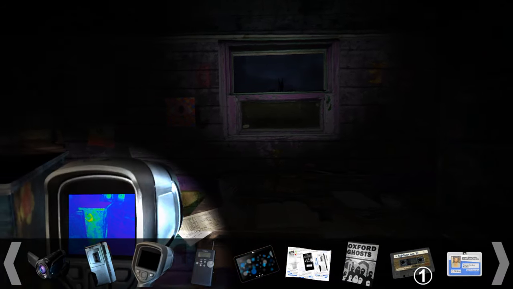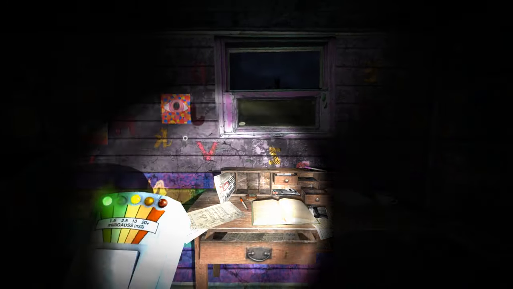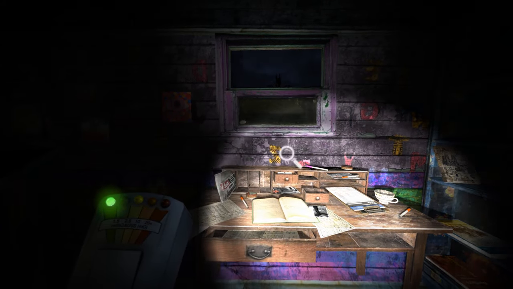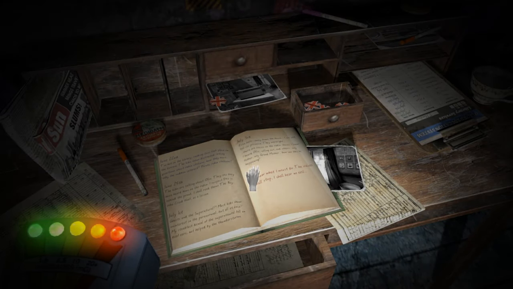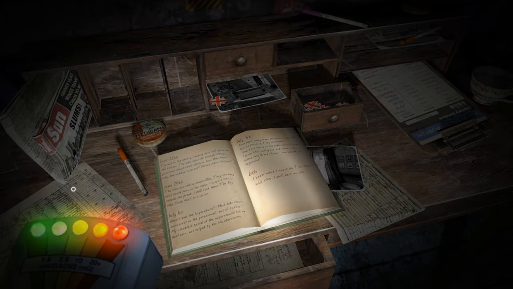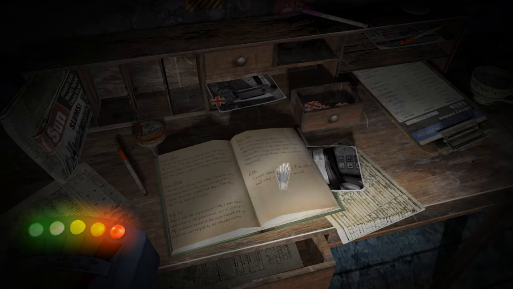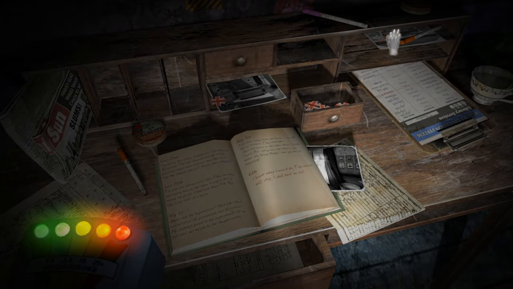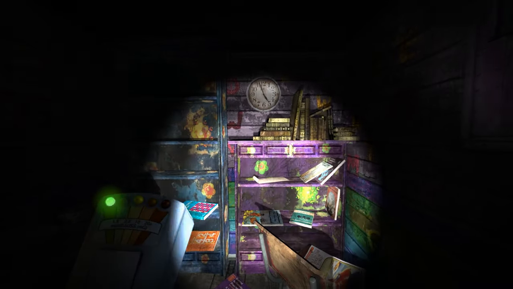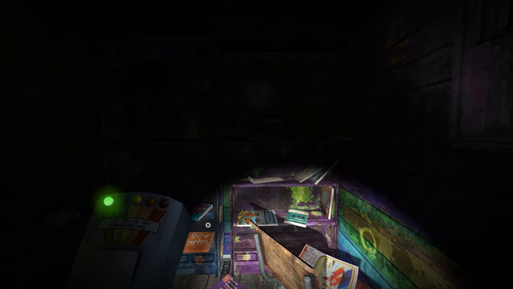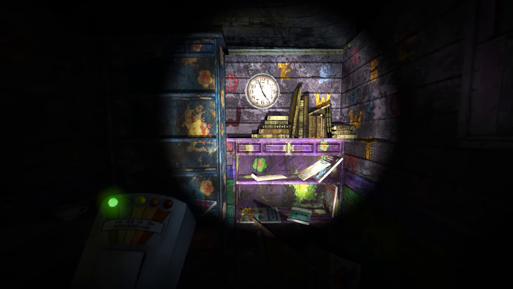Let's try EMF. Just this whole location, doesn't even matter what I point at. Yeah, I'm gonna put that time in my notes as well.